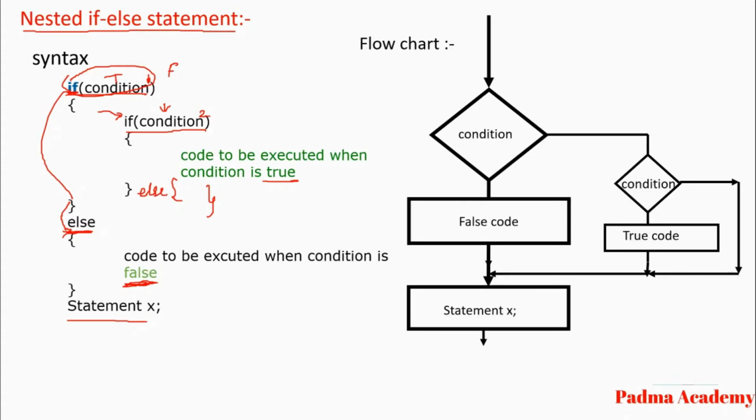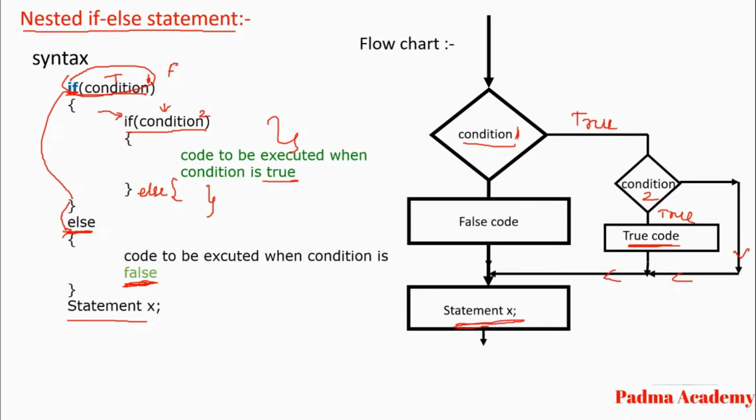There is the flowchart for it. Condition will be checked, that is condition number 1 and condition number 2. Suppose if condition 1 is true, then it will check condition number 2, that is inside this block. Then if it is true, it will execute the true code, then go to execute the statement X.